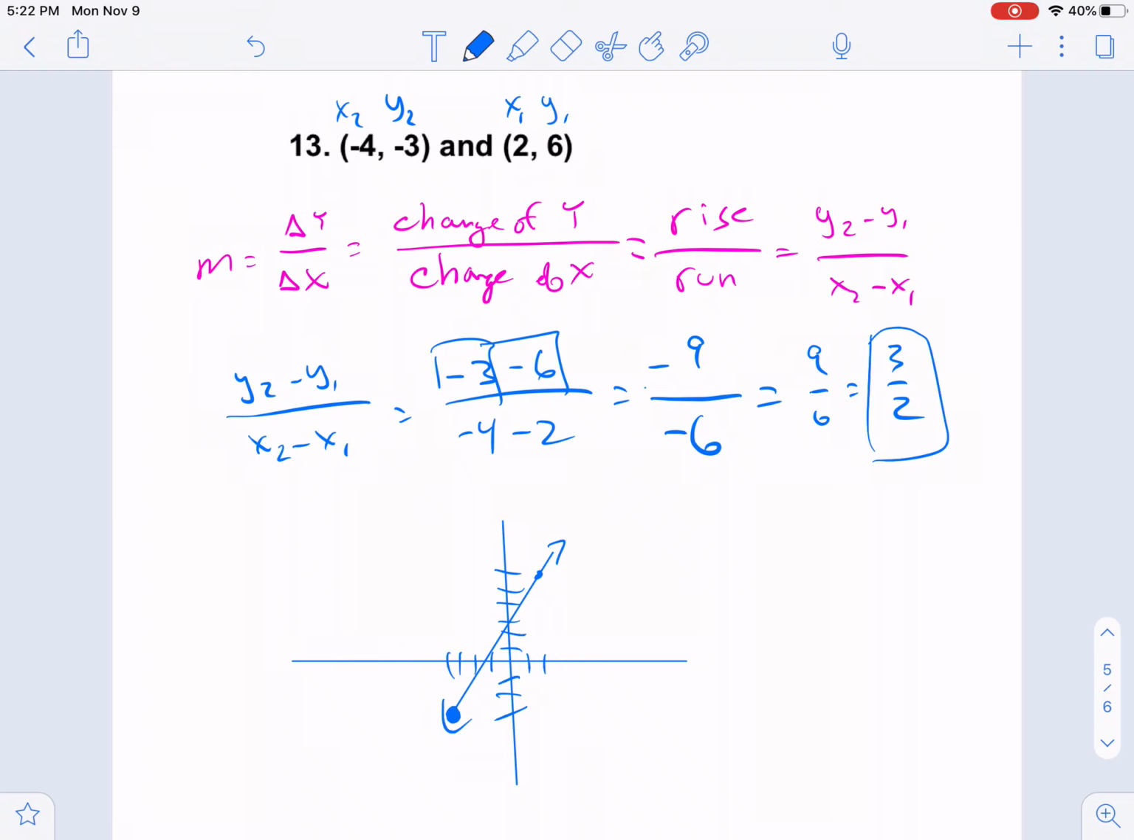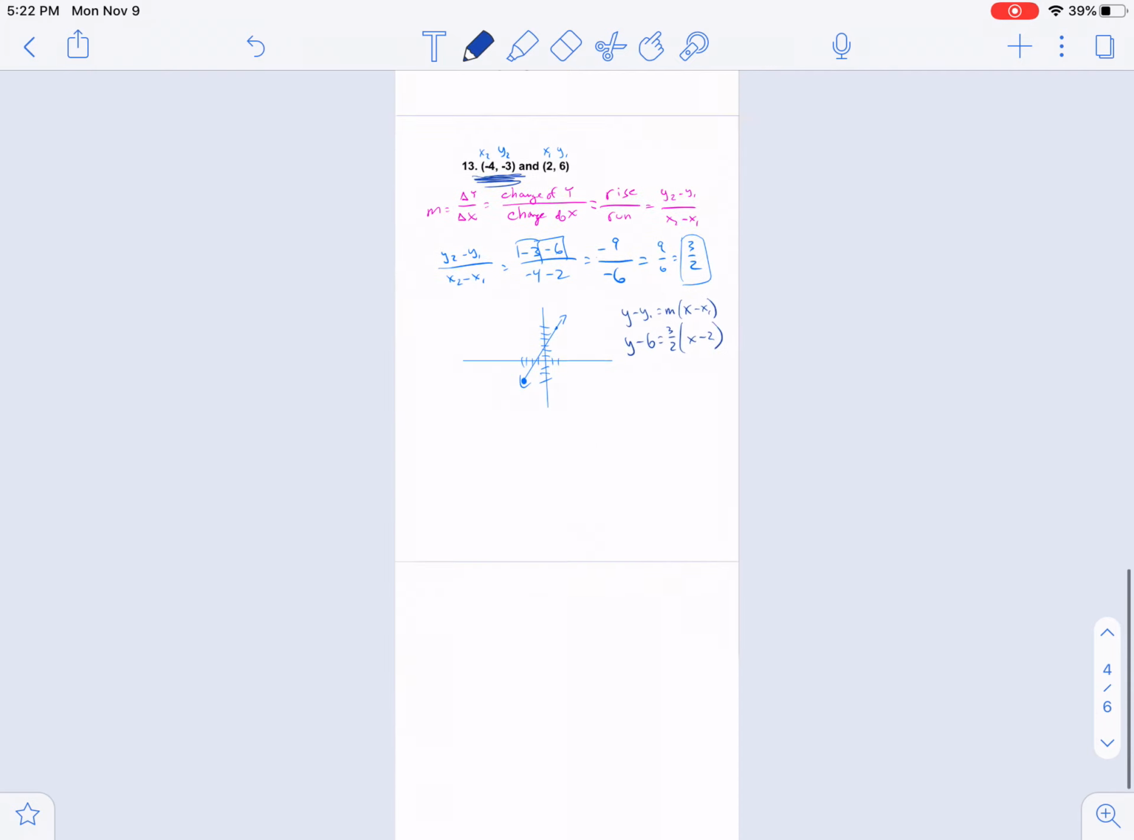We still need to write this all in point slope form. It doesn't matter which one I take. I'm going to take the 2, 6. Okay? So y minus 6 equals 3/2 times x minus 2. Done. There's your point slope form, kids. You could also do it with the other point, negative 4, negative 3, and you'll still get the same line. Hope this helps.